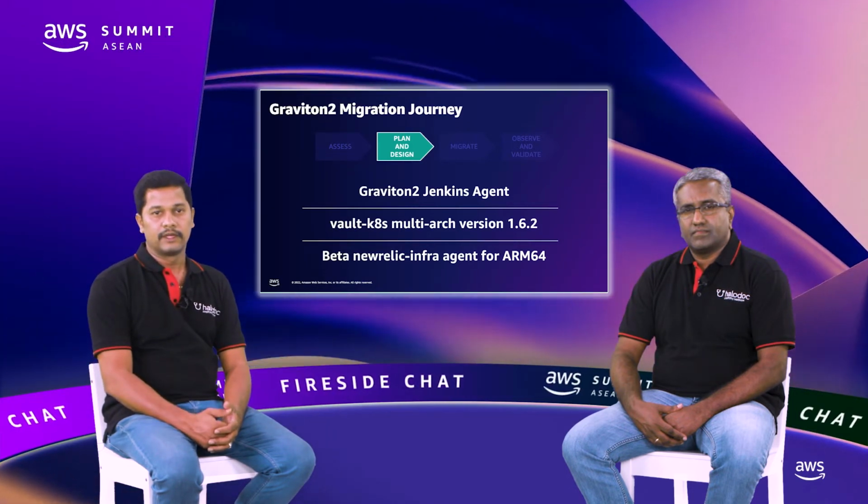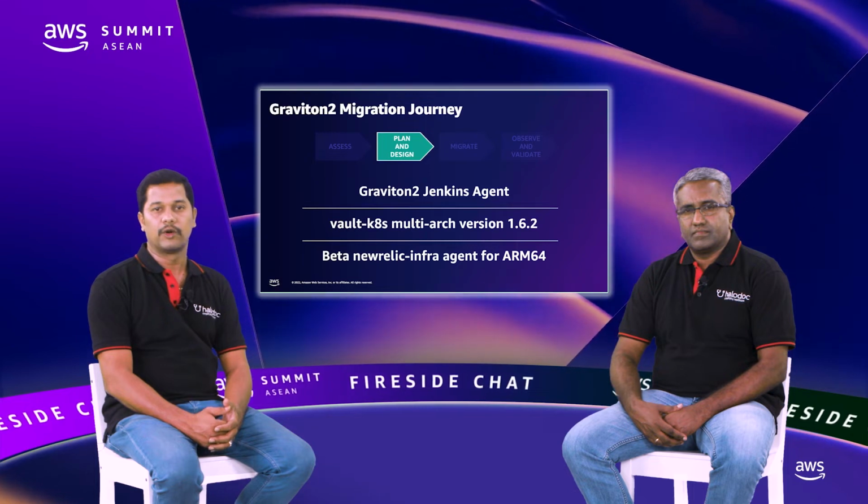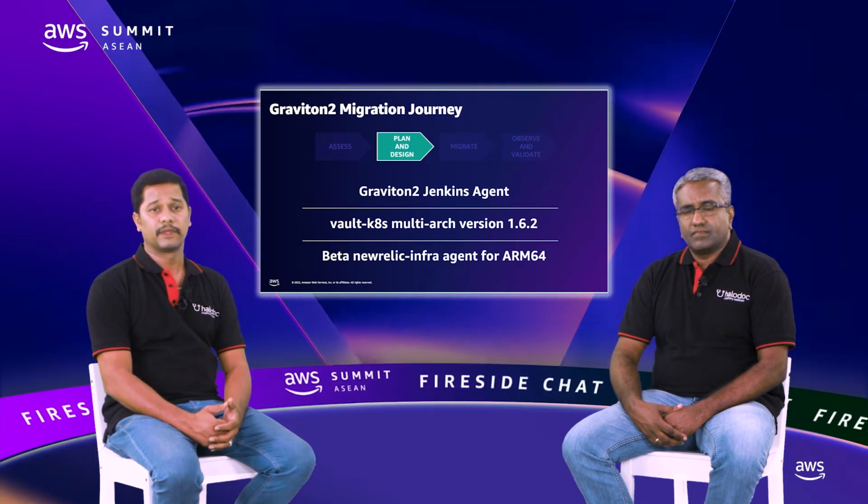To address this issue, we worked with the New Relic team. Shortly after, we got a beta image for ARM64. This solution solved our monitoring and alerting issues. We maintained two daemon sets, that is, one for AMD64 and one for ARM64 nodes.